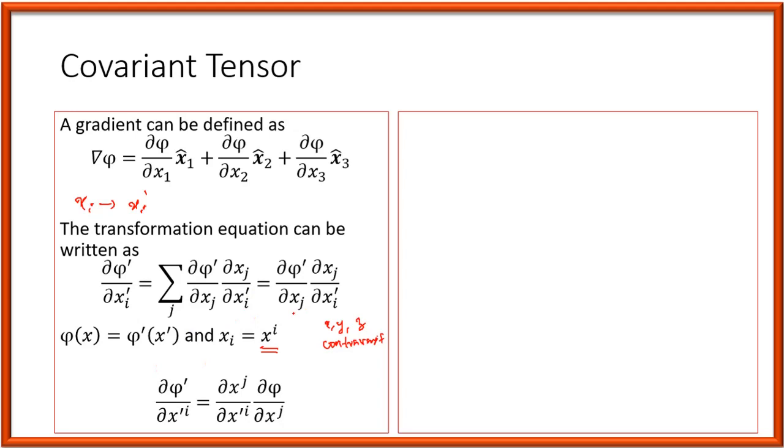So the quantity here can be represented as dou phi dash. The quantity dou phi dash by dou xi dash now becomes dou xj. That is, now the dou xj from here changes to dou x superscript j divided by dou xi dash. i also goes to the superscript because it is a contravariant vector, and dou phi divided by dou x superscript j.